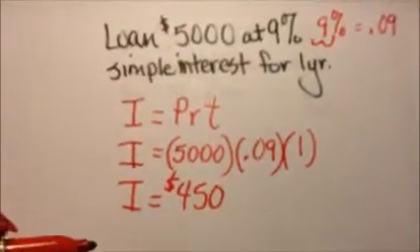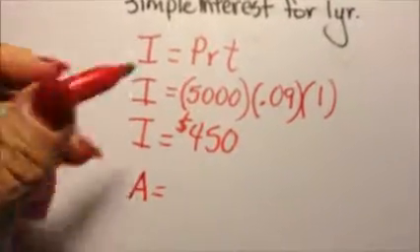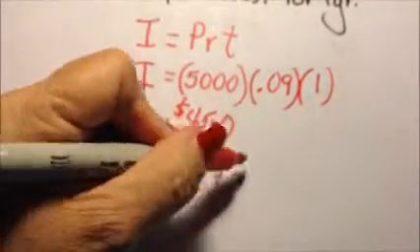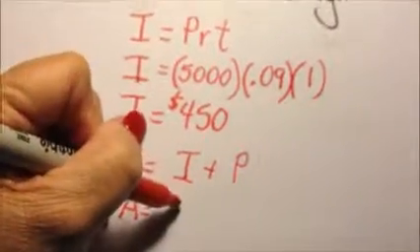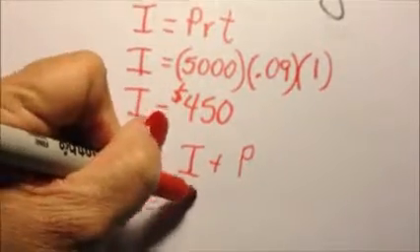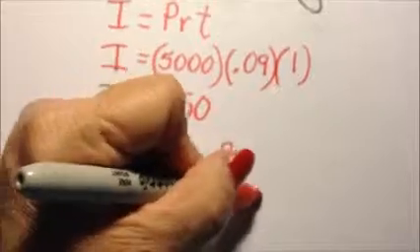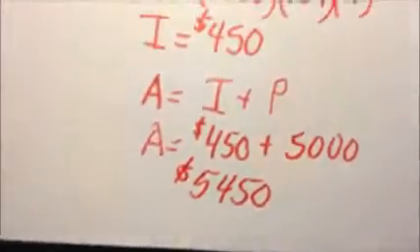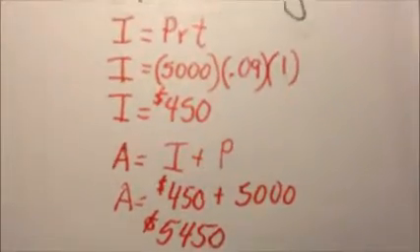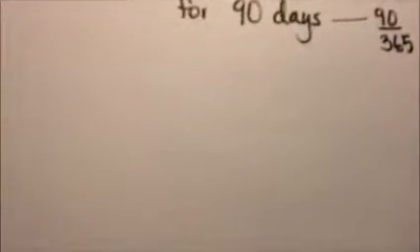Now, how much am I going to pay the bank back? Well, the amount that I'm going to pay back will equal the interest plus the principal. Alright, so the amount is the interest, which is $450, plus the $5,000. So when I add those, I get $5,450 that I'm going to be paying back on this $5,000 loan at 9% interest.